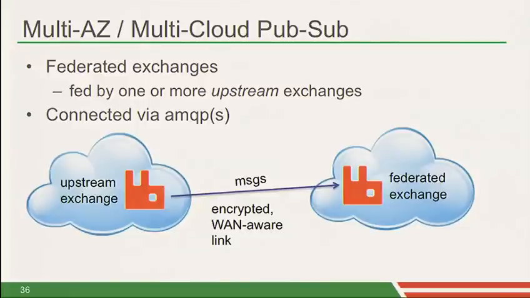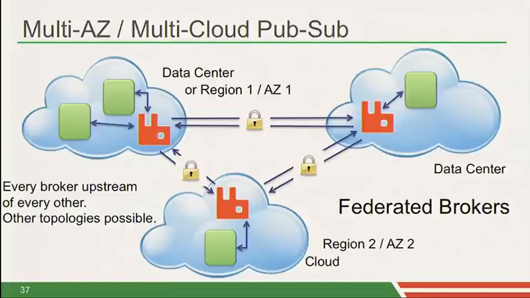When I cluster brokers inside one cloud, that's a local area network connection, and we're using Erlang OTP. When I do this, it's a WAN connection. I really don't want to be using Erlang over that. So we're using AMQP to make the federated link, which is great because I can use AMQPS and encrypt it. So we've got WAN awareness with all the buffering, and we've got potential encryption on the link. And we've got a way of saying, hey, messages over there, we want them over here too. So that's the federated exchange concept.